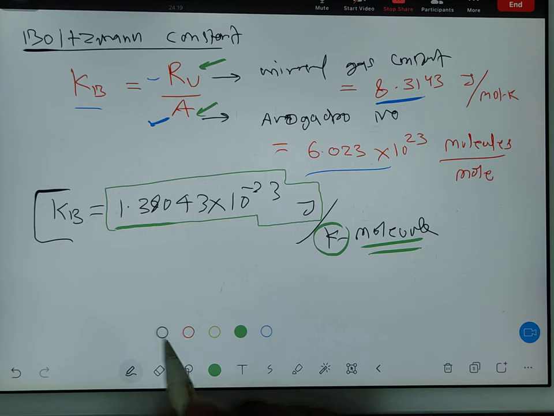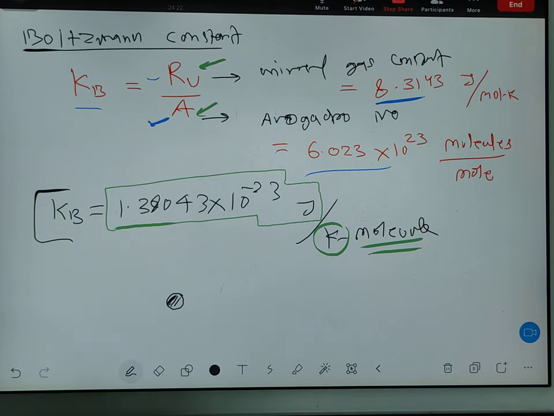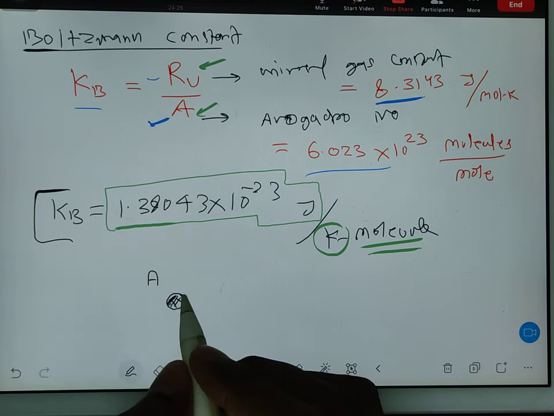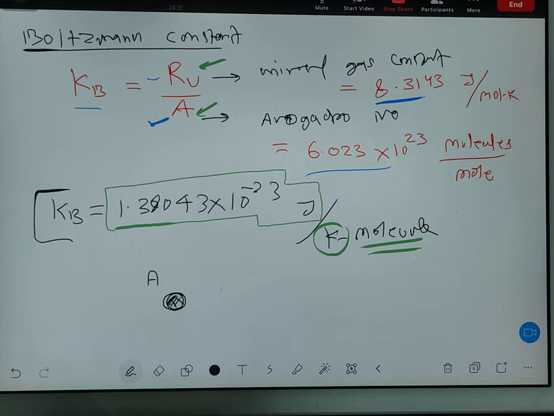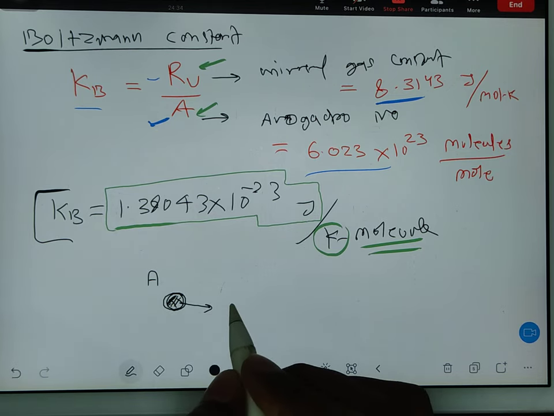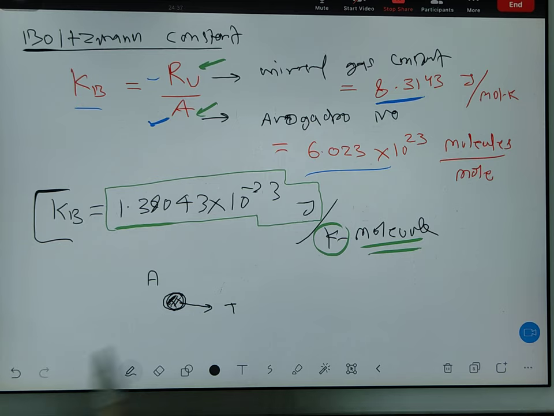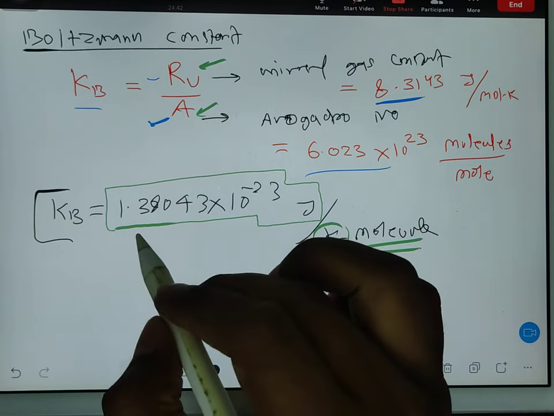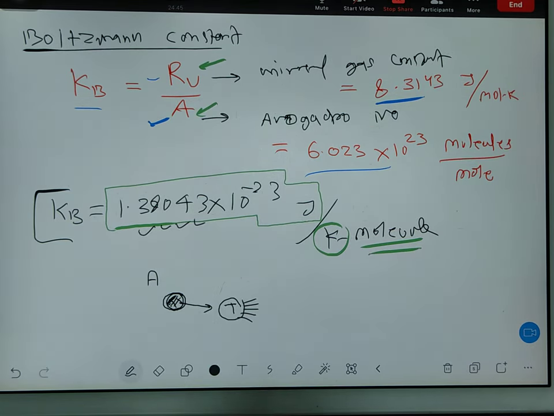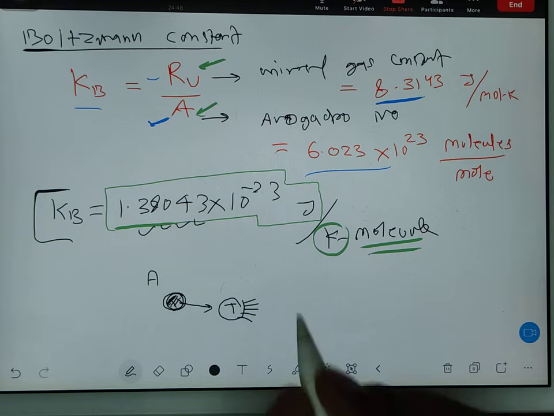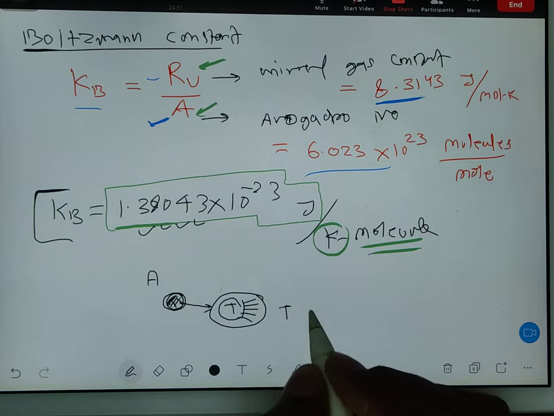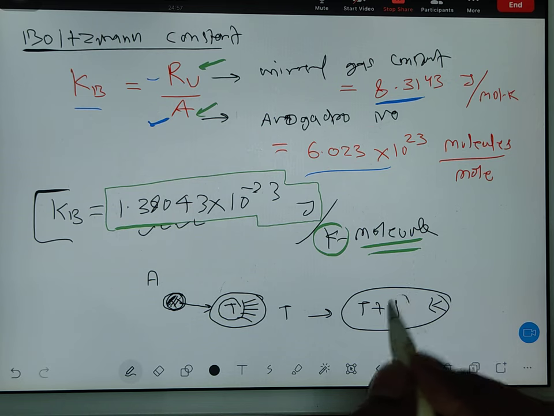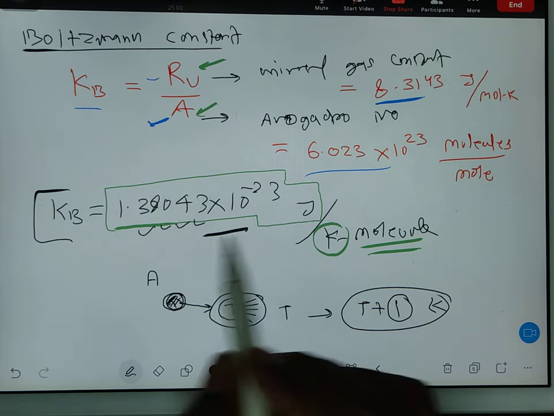It means, suppose you have a single molecule. The name of this molecule is A. This particular molecule A is at a particular temperature, T Kelvin. According to how many Kelvins this molecule has, this much energy will be added. Suppose this is at temperature T, and after some time it has a new temperature T plus 1 Kelvin. Because you are adding 1 Kelvin, this much kinetic energy will be added.